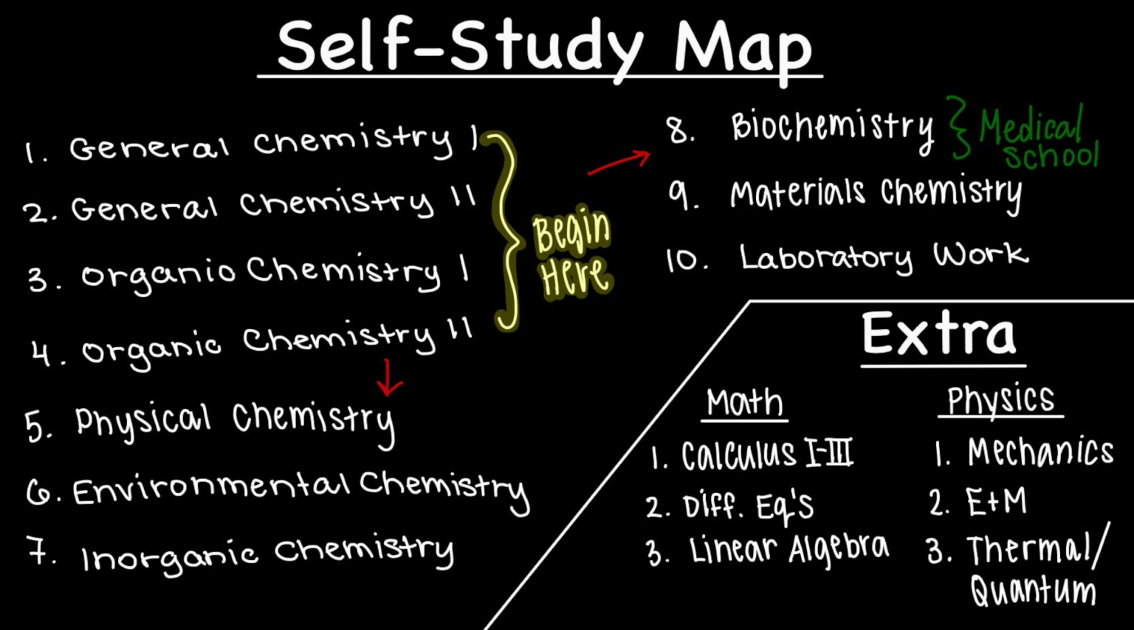Now for physics, mechanics is the study of how things move around, and you'll notice that to be particularly true in physical chemistry. With E&M, similar idea, and the E will really come in the form of electrons as you study more. And then for thermal and quantum, that's also important too.